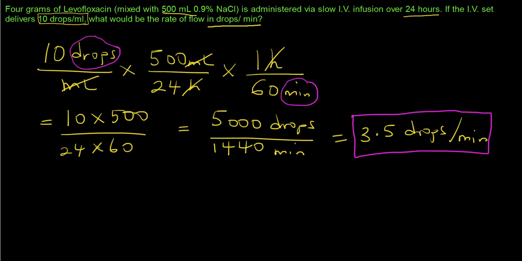So if you notice, we didn't even have to touch the 4 grams. That was not even relevant for finding our solution. It's important in the question, but we were looking mostly at the information that is pertinent for this kind of question, which was the volume that was given, how long it's going to be infused for, and what the drop factor is. Those 3 were what was needed primarily to arrive at our solution.